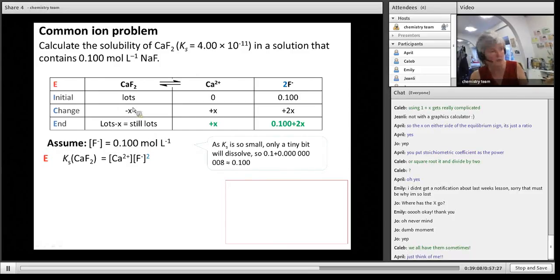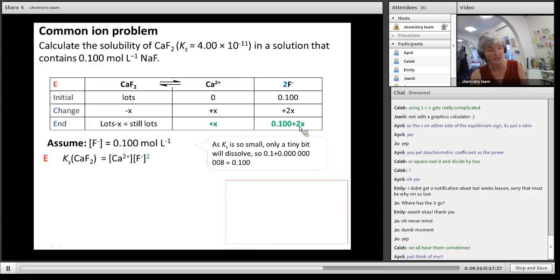Okay. So the same sort of thing here, my solution of sodium fluoride is 0.1, so some of my calcium fluoride will dissolve. For every 1 calcium fluoride, I'm going to have 1 calcium ion being formed, but I'm going to have double the amount of, 2x, double the amount of fluoride. Okay, so at the end, when it's reached equilibrium, I've still got lots of calcium fluoride. I've got X amount of calcium, and I've got 0.1 plus 2x.